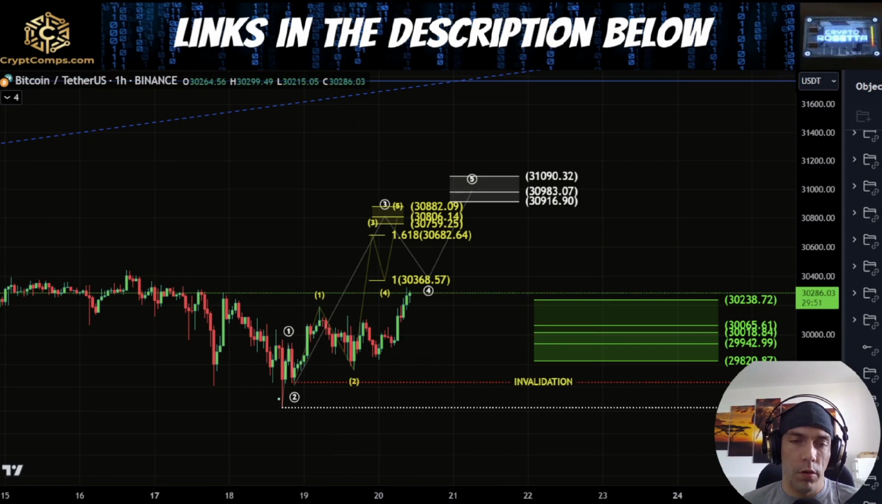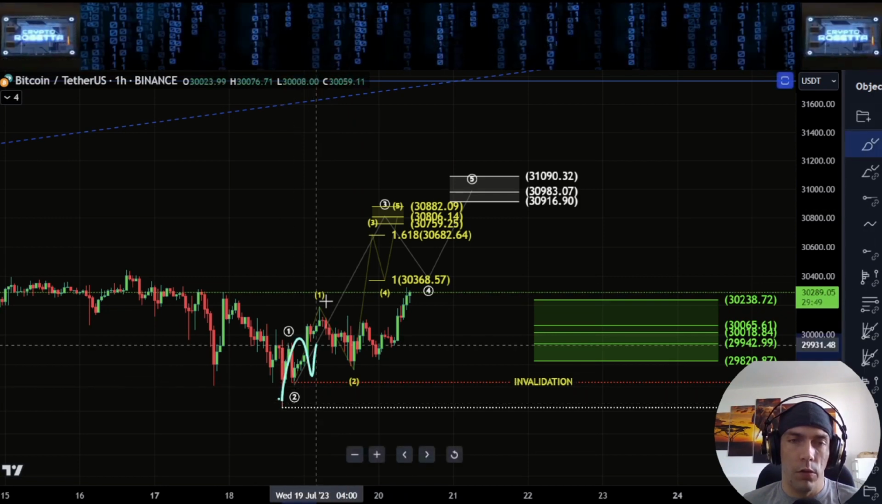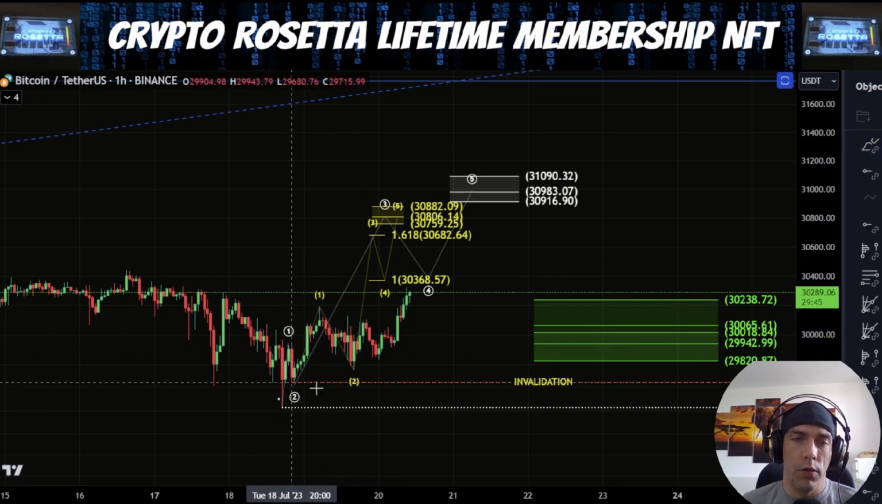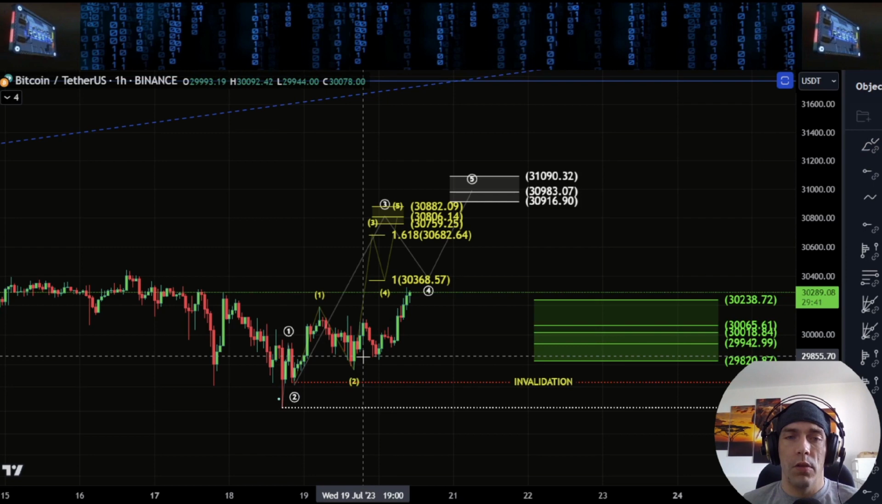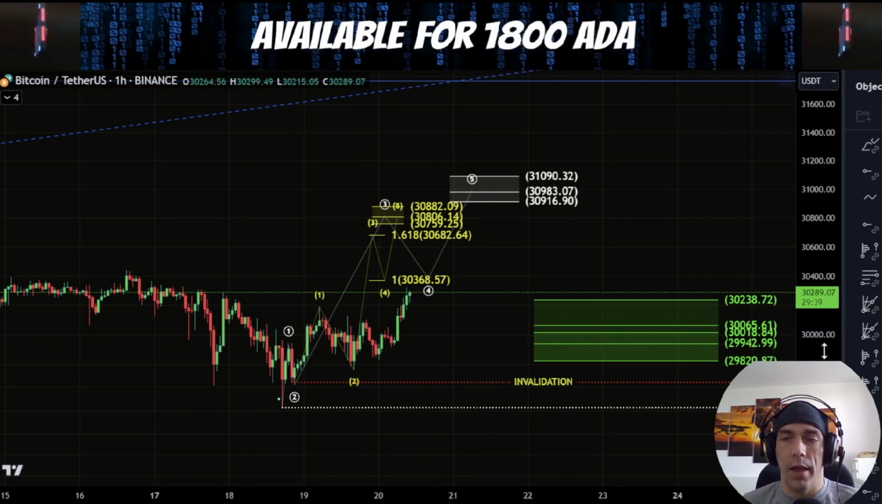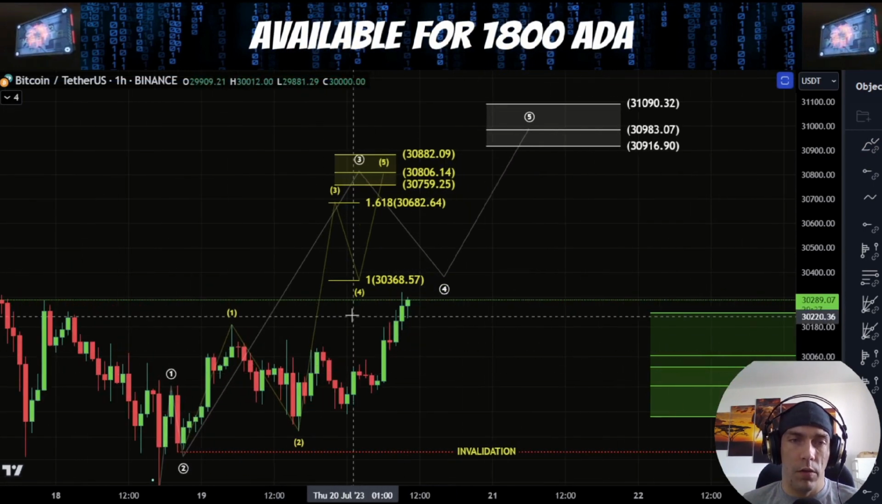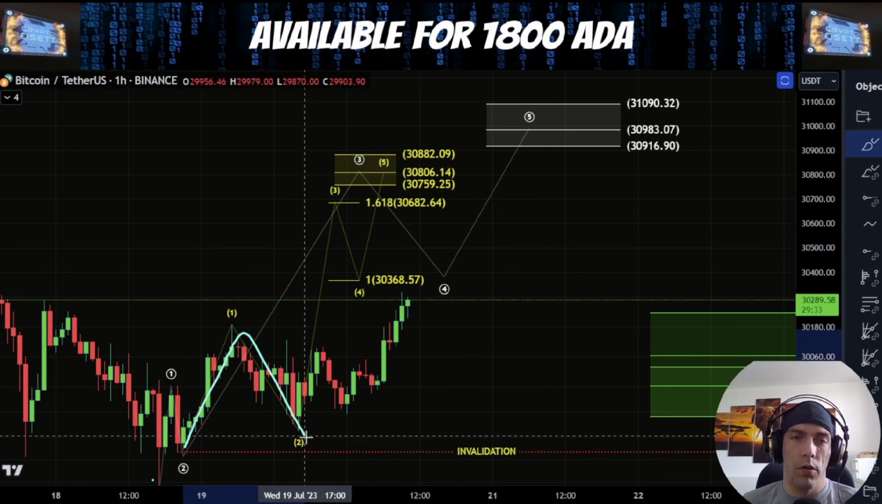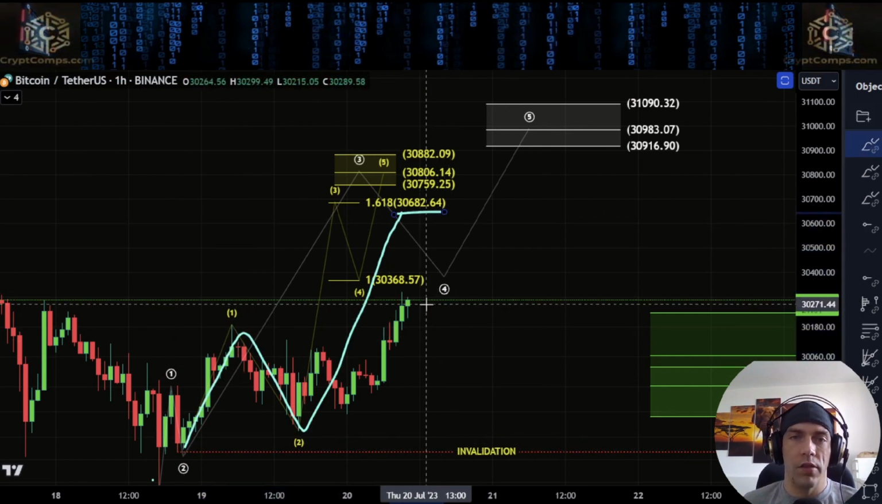Now, the other way we could discuss this is saying that this is 1, 2, 1, 2. Now, the problem I have with looking at this in this way is the secondary wave 2 would be a lot bigger than the primary count wave 2. So because of this fact, it is already less likely. But effectively what this would mean is this would push down this 1618 slightly here, where this would be 1, 2. We'd be looking for 30,682.